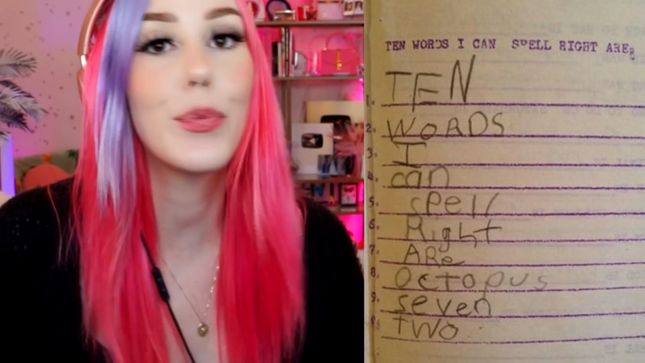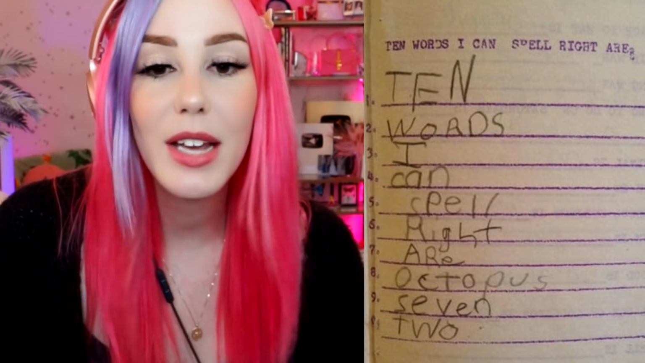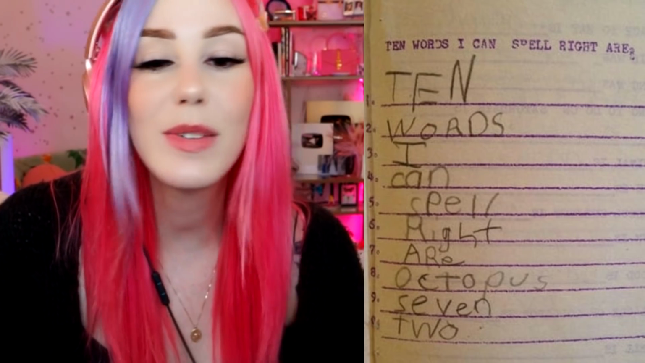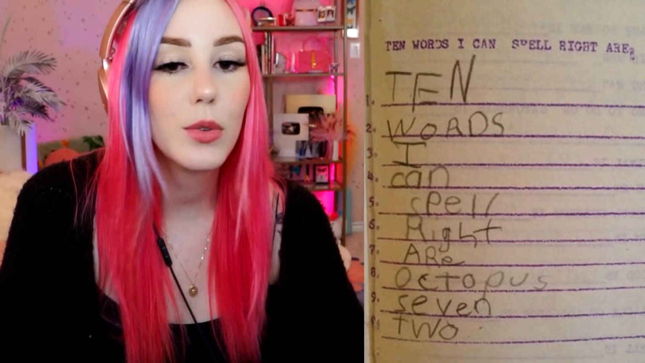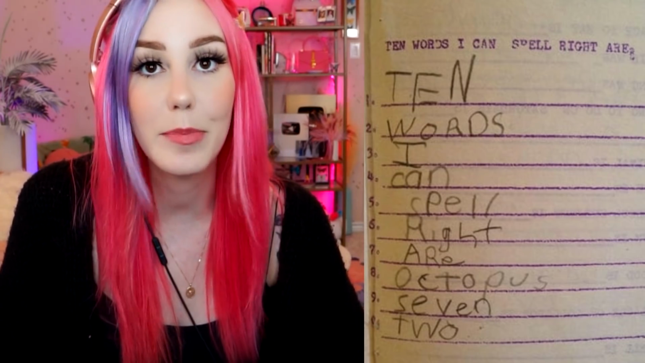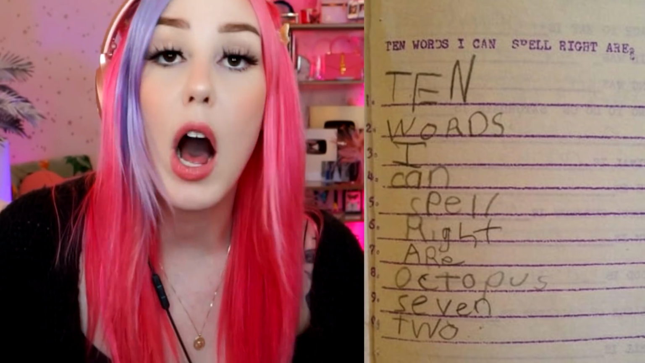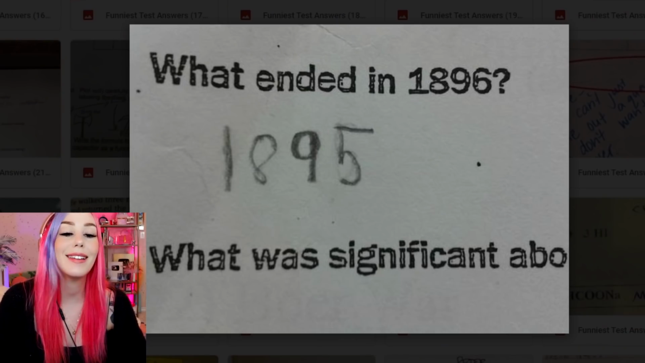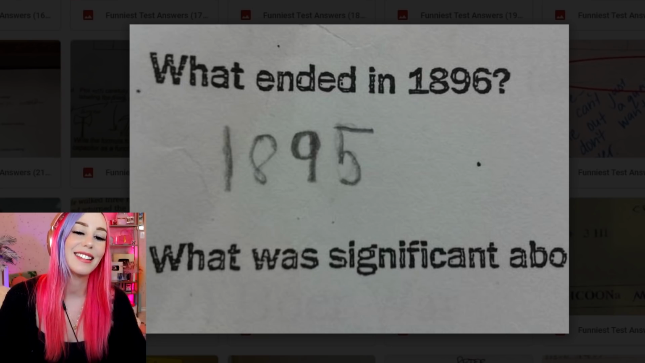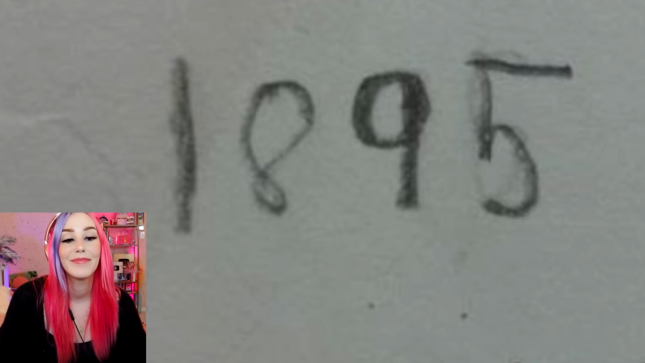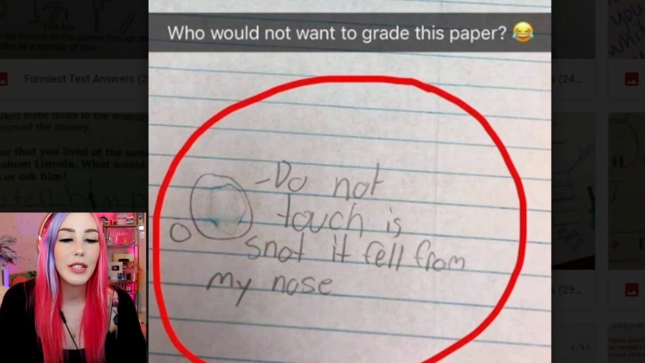You know, it's just resourceful. You can't tell me otherwise. This kid, he had a path and he was like, yep, I see most of the answer right there. I'm at least gonna get a 60% on this one. And then he knew how to spell octopus. Pretty good. What ended in 1896? 1895, obviously. Who would you not want to grade this paper?